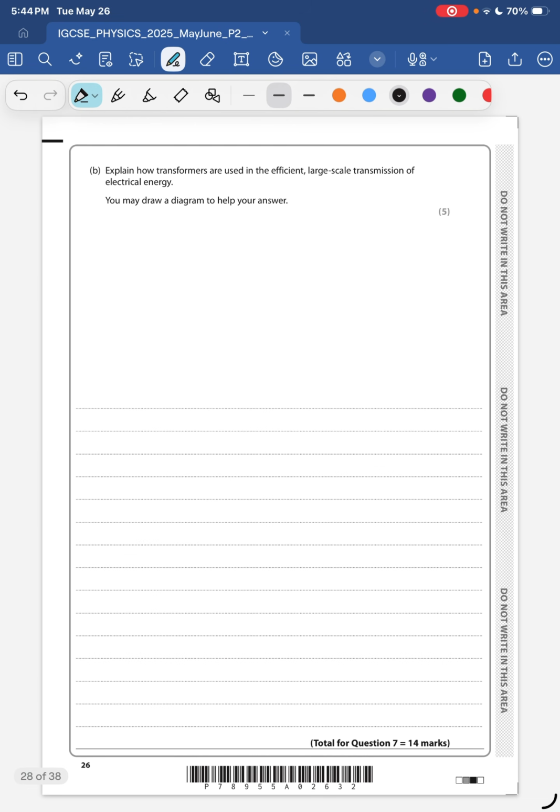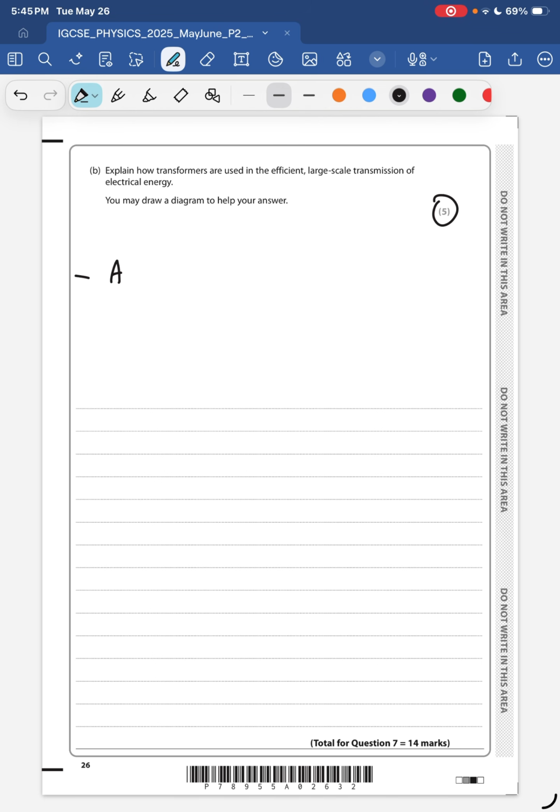All right, and finally, part B. Explain how transformers are used in the efficient, large-scale transmission of electrical energy. You may draw a diagram to help your answer. 5 marks means you have to provide about 5 talking points, 5 sentences, something like that. So let's save some space and start from up there.